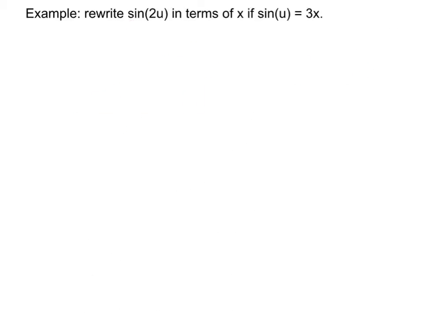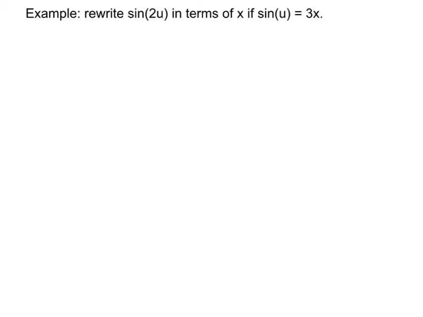So now here's my third example. I want us to rewrite the sine of 2u in terms of x if the sine of u equals 3x. The one hint that I'll give you on this before I let you try and figure this out on your own is that there is a trig identity for sine 2x, or for sine 2u. So you might want to pause and think about what that is. If you don't remember, it's the first hint that I'm going to give, in about 3 seconds, so pause the video.